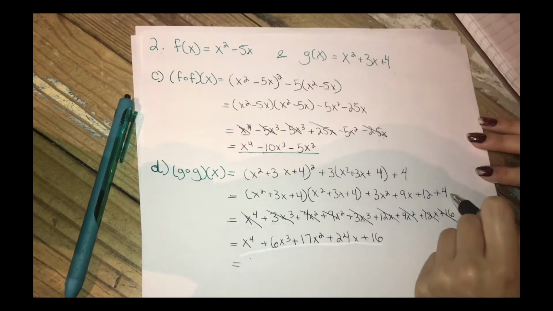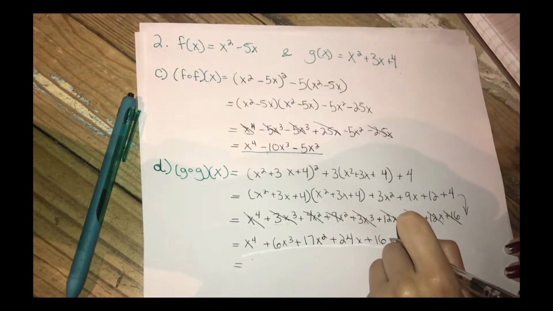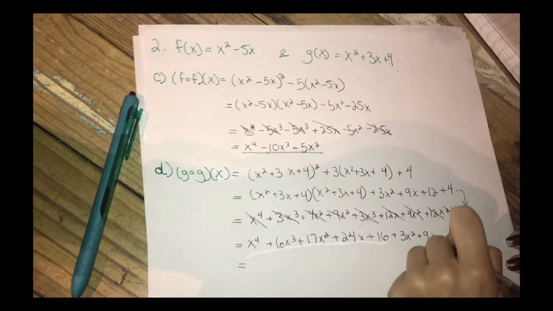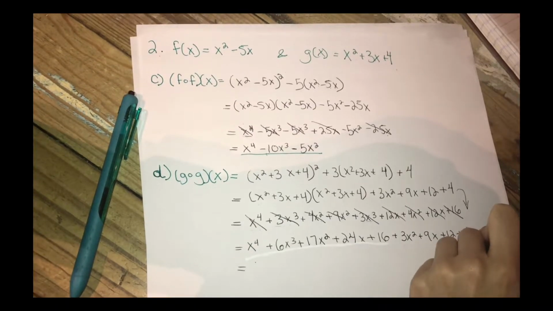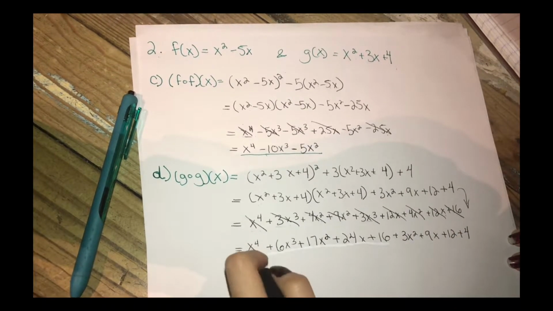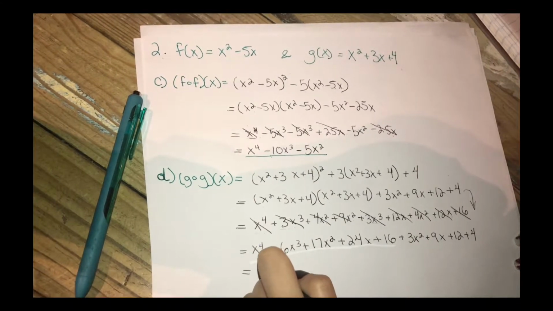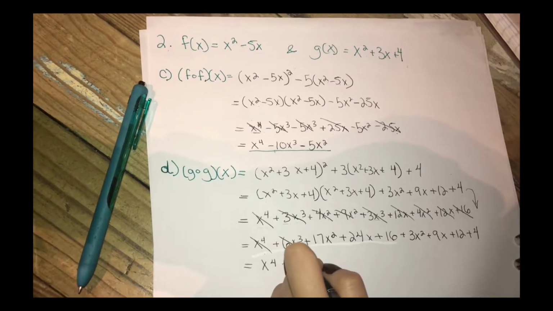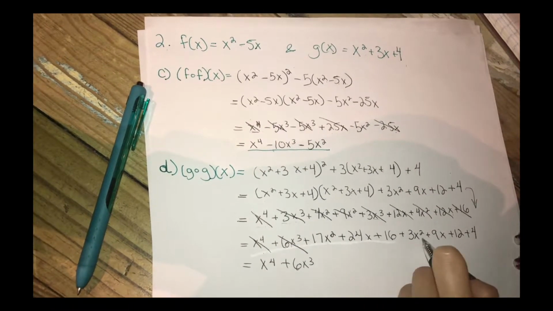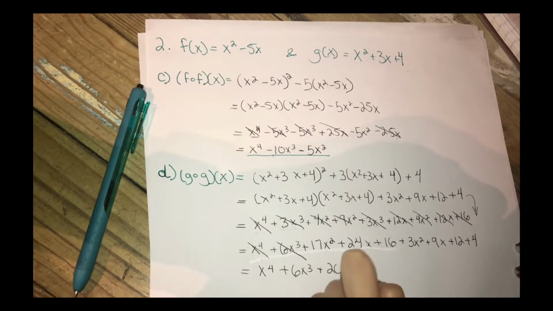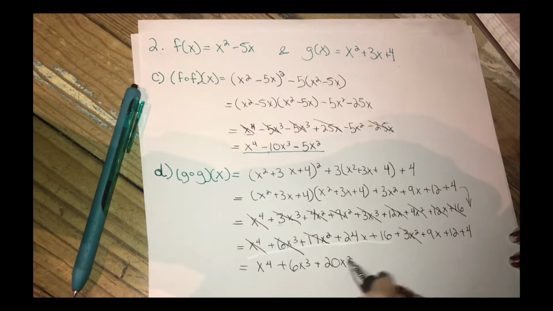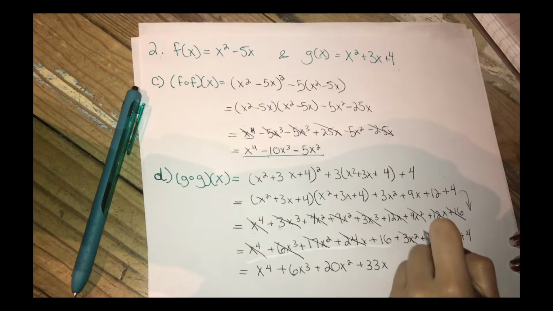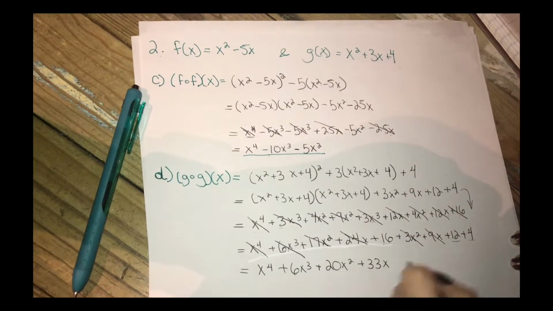So I add the plus 3x squared, then plus 9x, and then plus 12 plus 4. And now you're gonna combine the like terms. So you get x to the fourth, and then 6x to the third. Then combine the 17x squared with the 3x squared and get 20x squared. Cancel them, and then combine the 24x and the 9x, get 33x. Then combine the 16, the 12, and the 4 and get 32. And now that was the right answer.